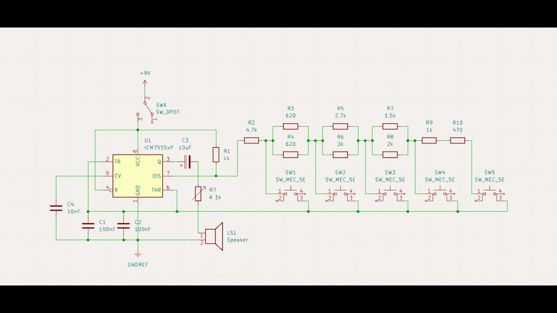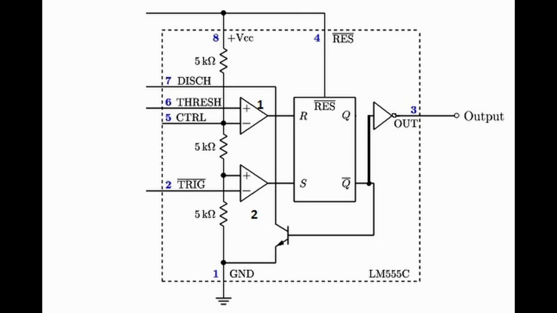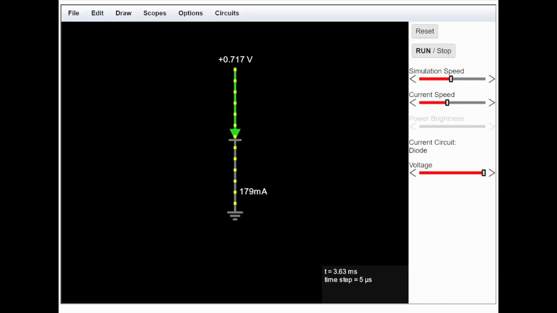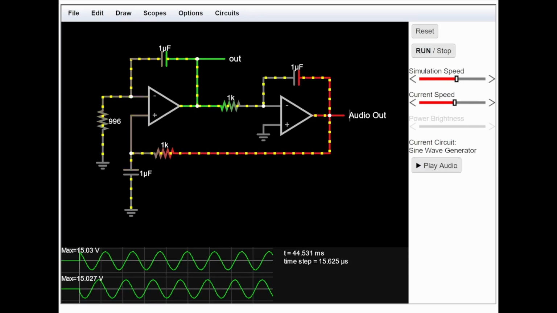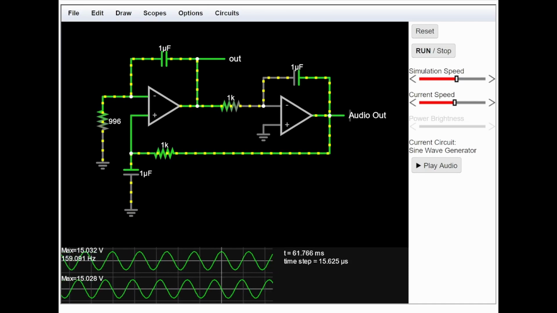This is my final circuit. It might look a little confusing at first, but it's much easier to understand with some analytical tools. Internally, the 555 timer consists of two voltage comparators, a flip-flop, a discharge transistor, and a resistor divider network. I recreated part of my circuit using Falstad's Circuit Simulator. It's a really helpful tool for visualizing the way electricity moves around in a circuit.